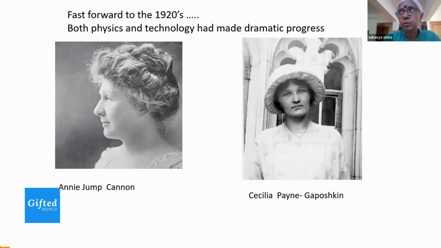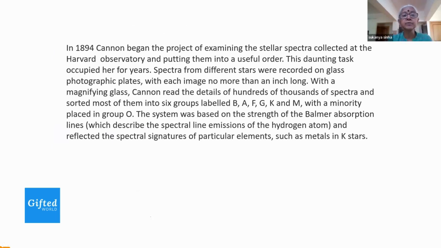Quantum theory was born. We understood why the discrete lines happened, due to jumps of electrons and all of that. I'm not getting into those details. And not only the sun, the spectra of thousands of stars were analyzed, as telescopes had become more advanced. And now this was a bewildering profusion of data. And this lady, Annie Jump Cannon, in Harvard, in 1894, began the project of examining the stellar spectra collected by the Harvard Observatory.